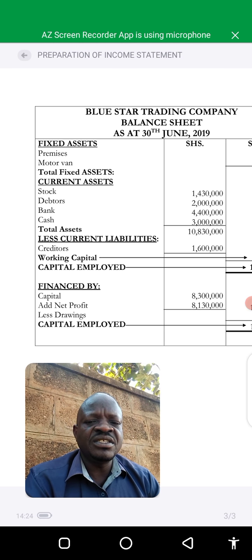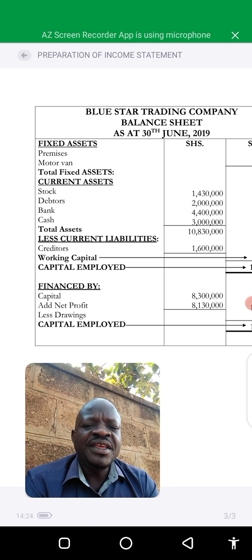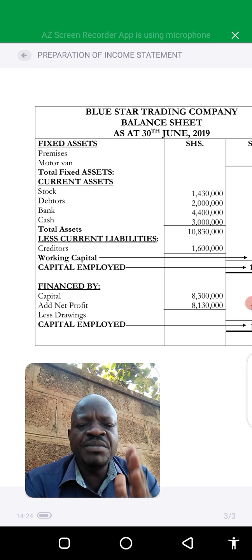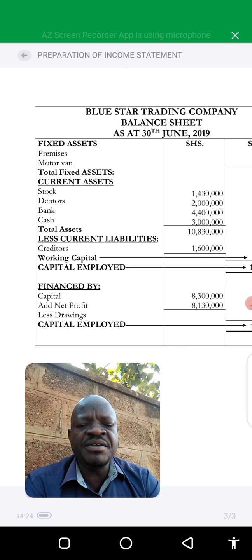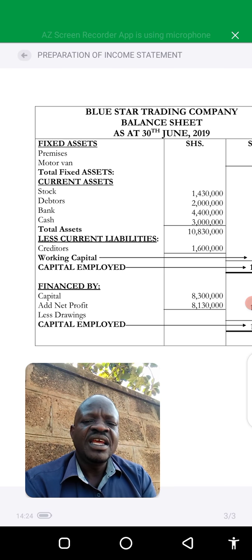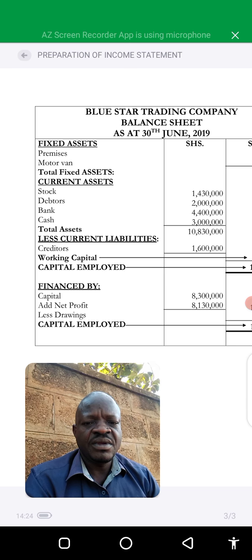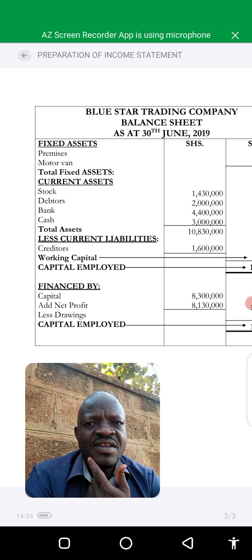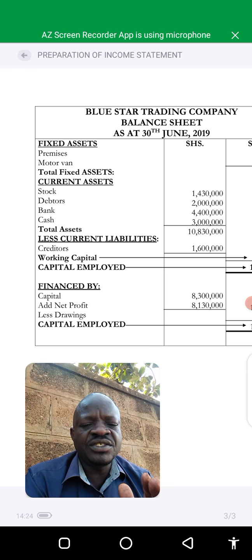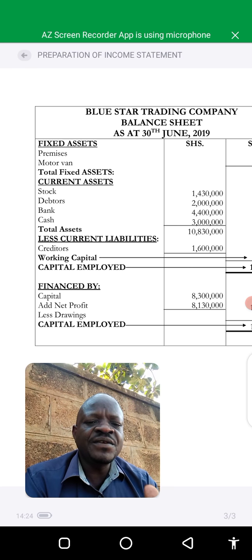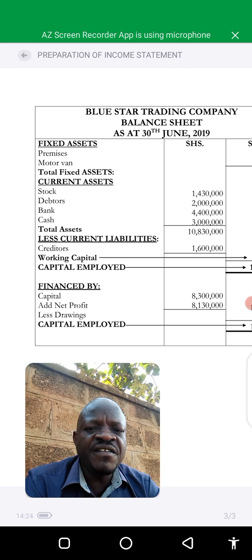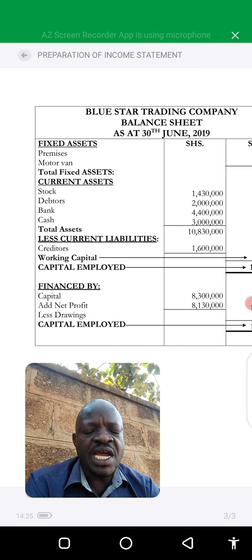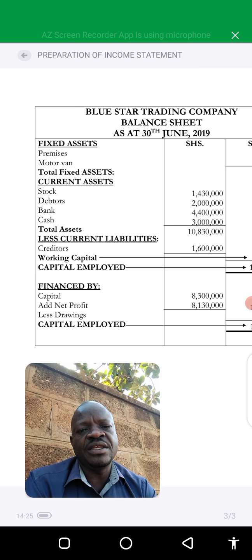What is a balance sheet? A balance sheet, first of all, is that statement that shows the financial stand of a business at a given period of time. And it has assets, liabilities, and capital as its items. Therefore, it is a statement that shows the financial stand or position of a given business or even an individual at a given period of time. And that's how it looks.